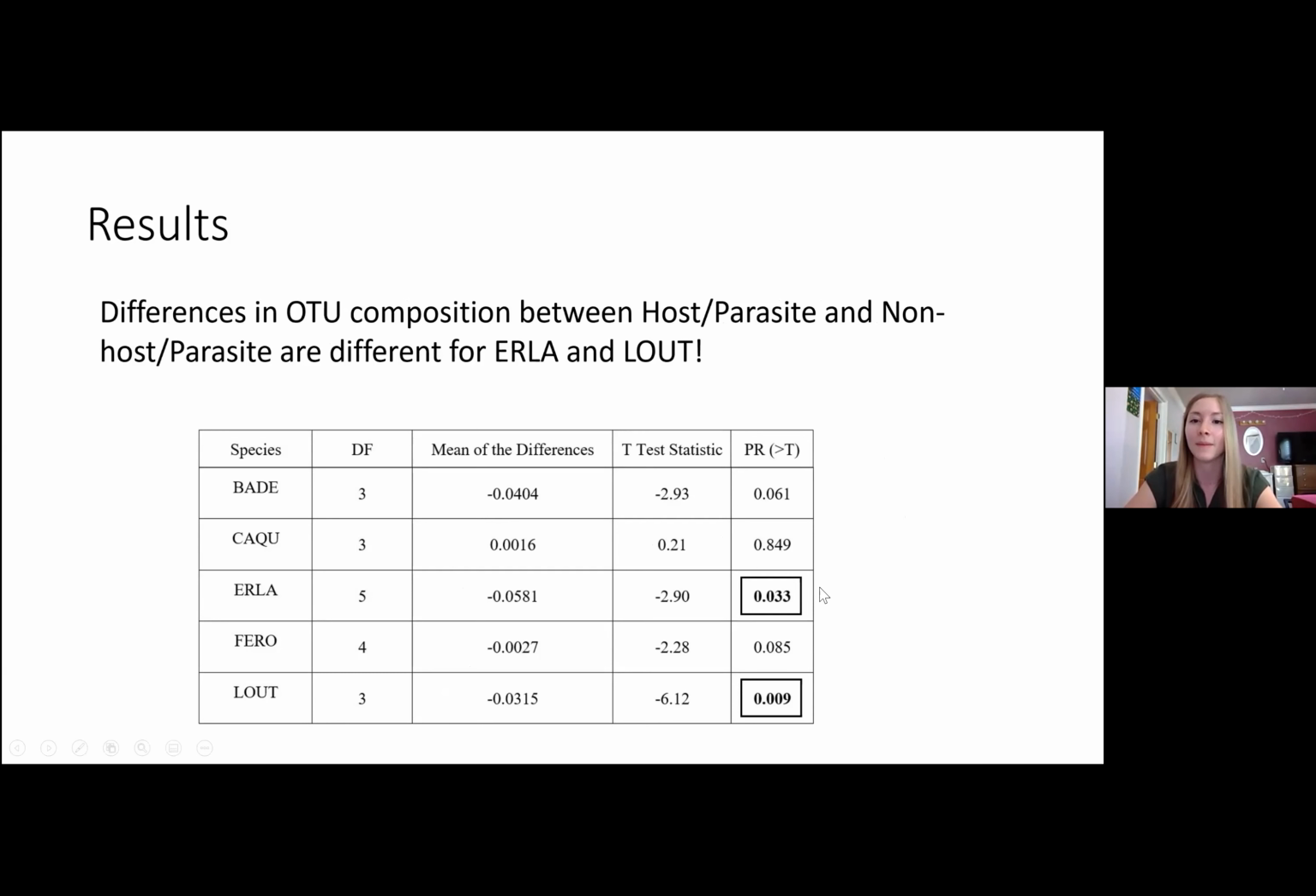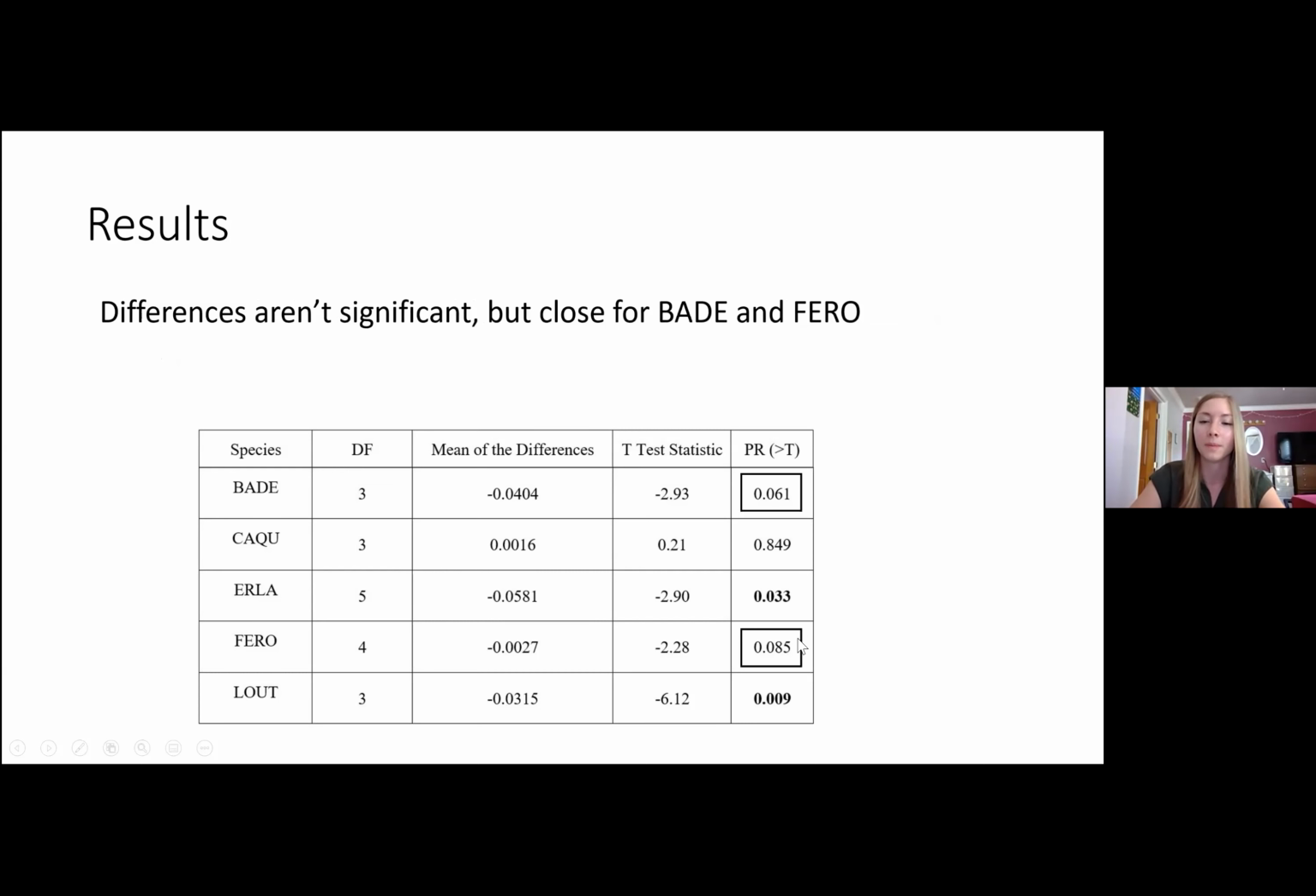So for these plants, the host and the parasite were more similar to each other than the non-host and the parasite were to each other. My other 2 plants, Bade and Farrow, were also somewhat close to our p-value of 0.05. So although we didn't end up with a statistically significant result, with a larger sample size, it could be possible to strengthen this test to truly examine if there is an effective parasitism going on here. For Cacu, though, there was certainly not an effective parasitism, as our p-value was quite large.